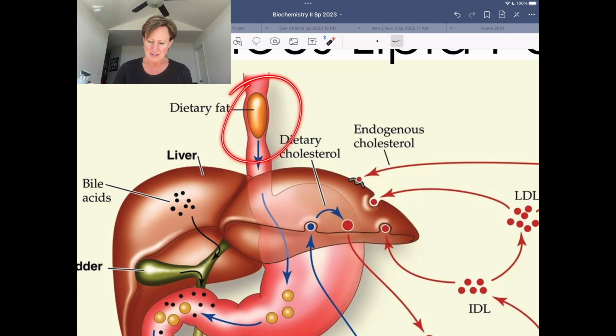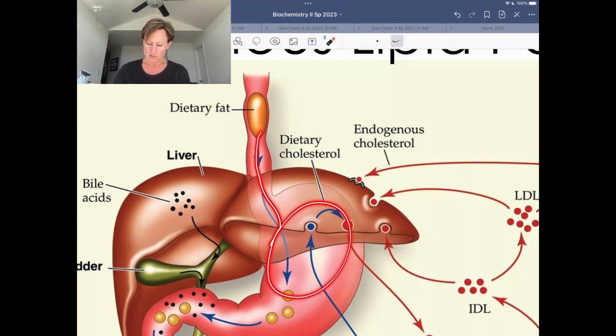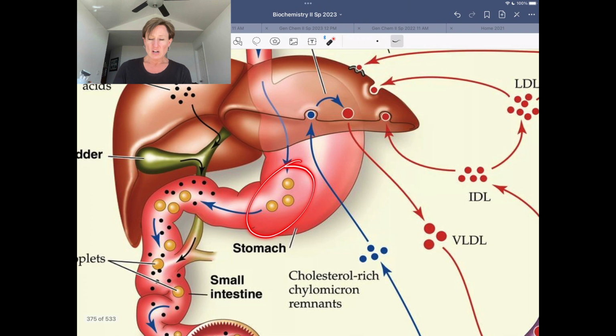So when you consume dietary fat, that also is going to contain triglycerides and cholesterol, right, into your stomach here, okay? You're going to have these micelles that are in your stomach. We're going to talk about how those micelles form, and how that's going to aid in digestion. So we'll talk about digestion in the stomach.